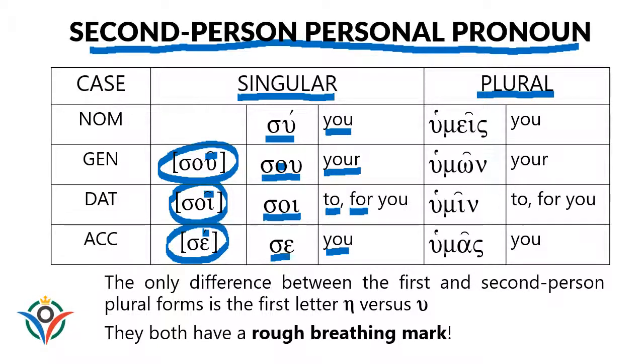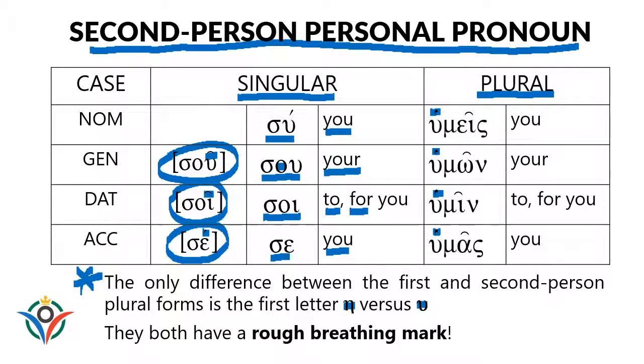The plural forms, right, you'll notice that they also have a rough breathing mark above the vowel. And just a note here, the only difference between the first and second person plural forms is the first letter. So the first person personal pronoun began with an eta, and the second person personal pronouns begin with an upsilon, as you can see here.